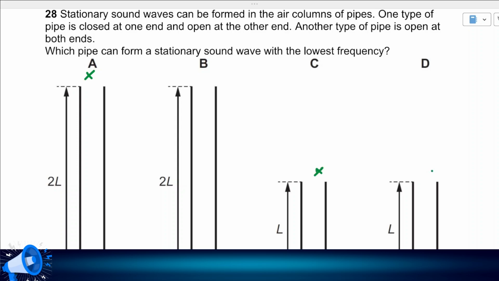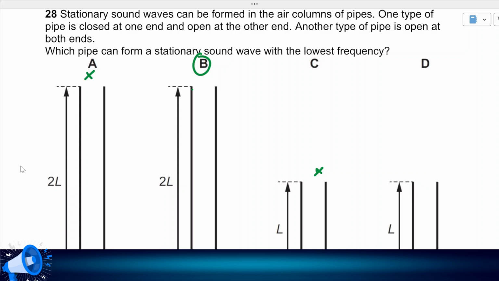Now we have to compare option B and D. In which one of these two would the wavelength be longer for the lowest frequency? For option B, the lowest frequency will look something like this, and for D, it will look something like this. So which one has the highest wavelength, or the lowest frequency? The second one.